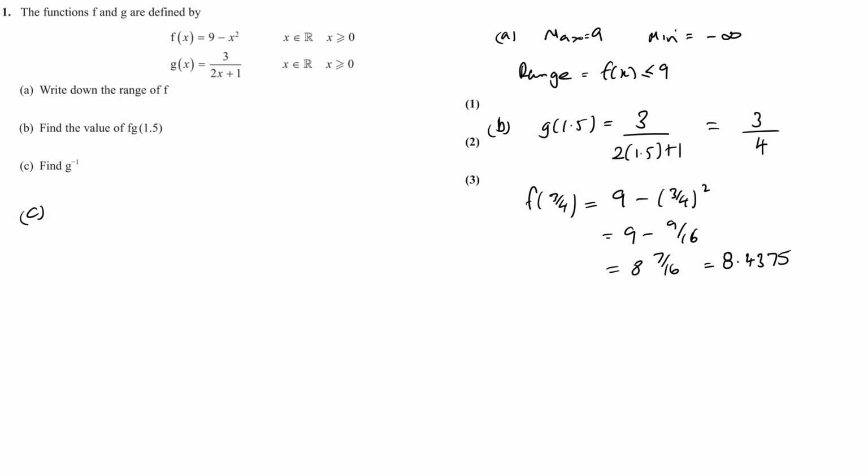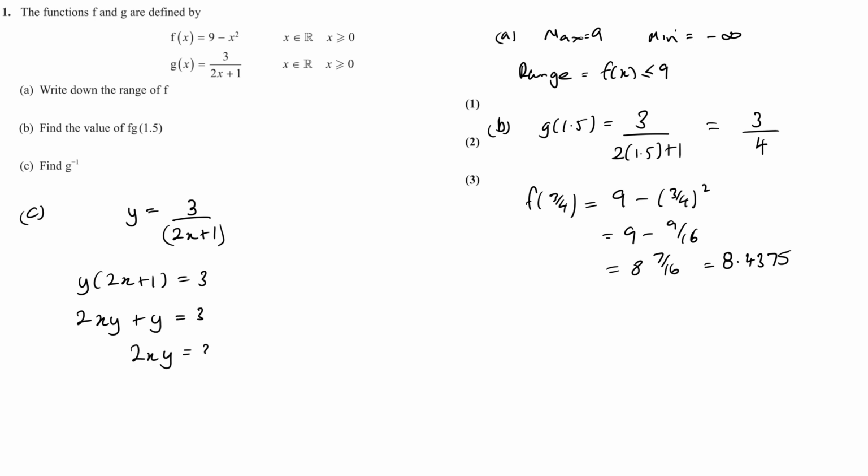Now, part C is g to the minus 1. That's what we want to find. So first of all, let's start with g of x, but we're going to call it y. So y equals 3 over 2x plus 1. Now we're going to rearrange so that x equals, so we're making x the subject. So multiply up by this bottom bracket and expand. So that would be 2xy plus y equals 3.